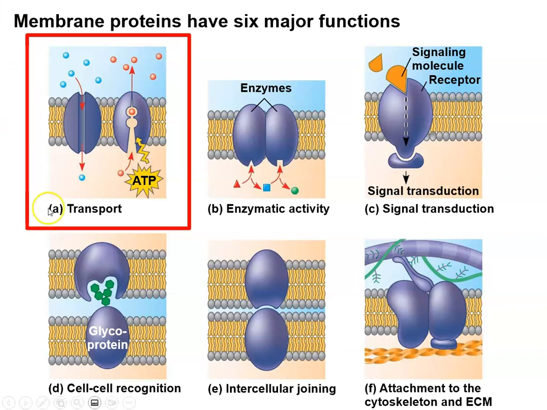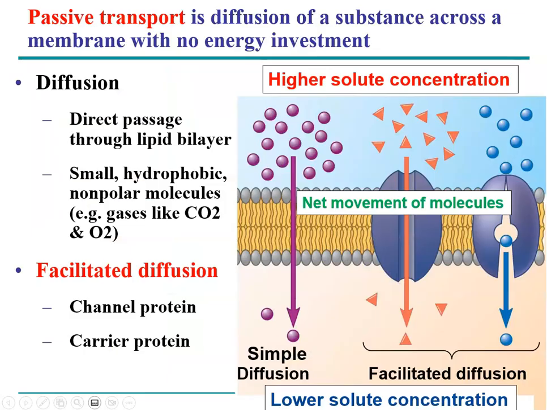So now we're going to focus on the transport proteins and how the plasma membrane can regulate the types of molecules that pass directly through the membrane versus through protein channels of different types. And sometimes this requires no energy, and sometimes it does. The process through which molecules can pass across the membrane without any energy is called passive transport.